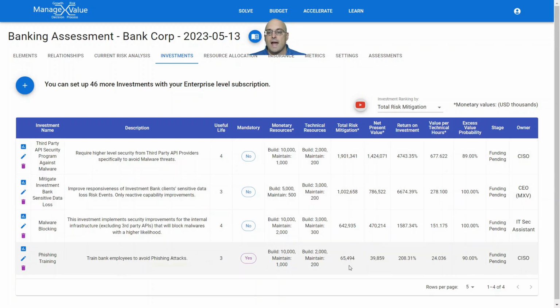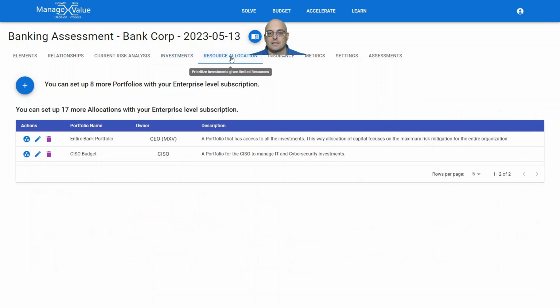However, once we have multiple investments within the platform, the next key section is resource allocation. So companies can set up multiple portfolios and the allocations within those, depending on who within the enterprise team manages specific portfolios and budgets. We are going to have other videos around that topic later.